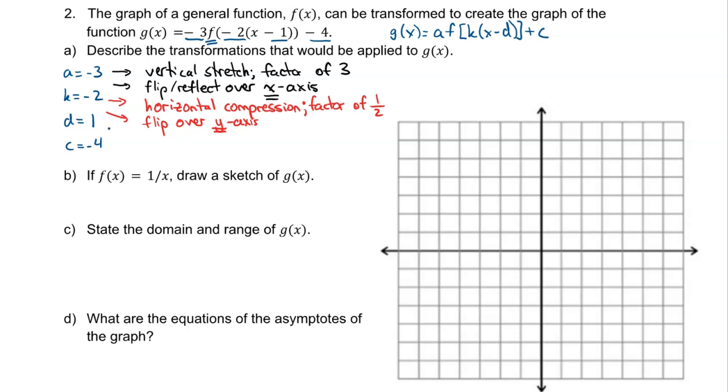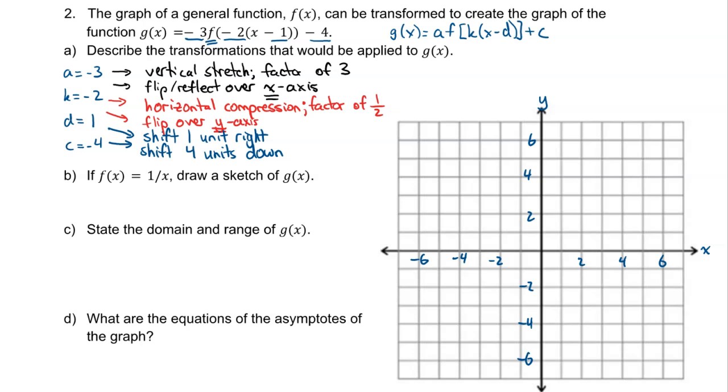All right, so now we move on to d. d is equal to 1, and that means it's going to shift 1 unit to the right. d is always a shift left to right. And the c value, which is the very last value, is going to shift it 4 down. That's always going to be a shift up or down. In this case, being negative, it's shifting 4 down. And so now that we have those transformations, we're going to now graph that on the graph shown.